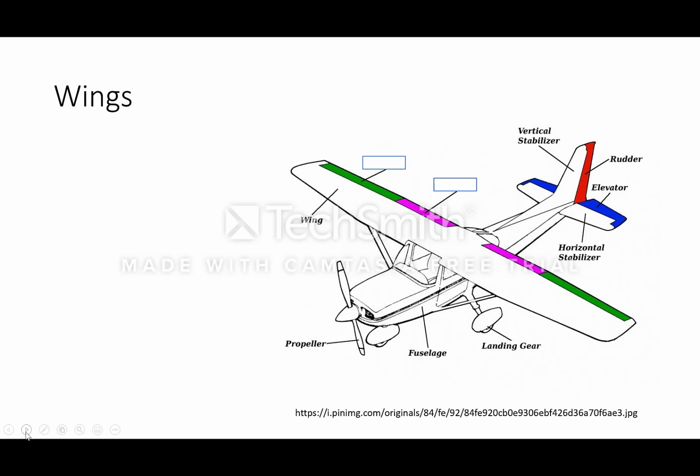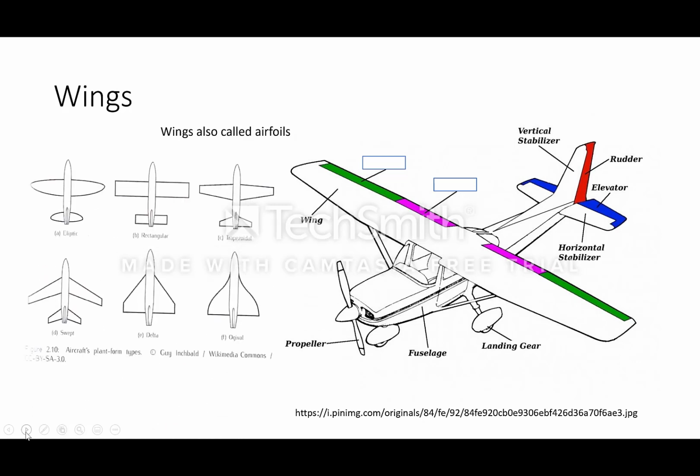So obviously the wings are the longest pieces from one side of the plane to the other. Wings are also called airfoils. So that's an important term, airfoil. That's another word for wings. Wings can come in different shapes and orientations.